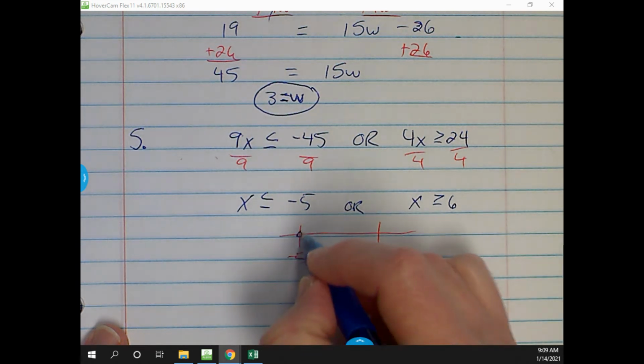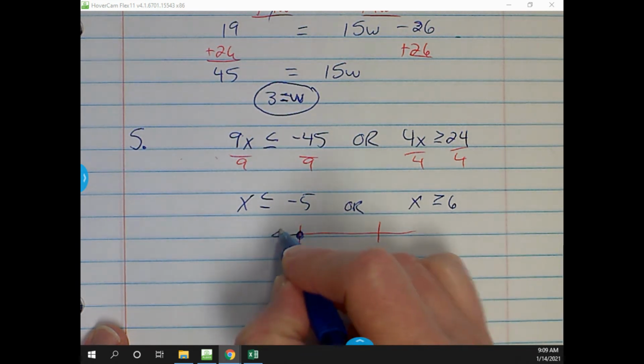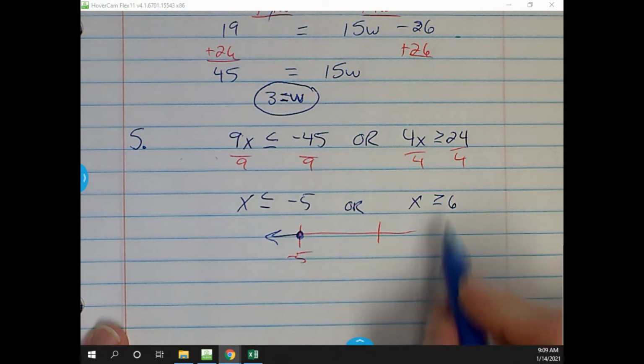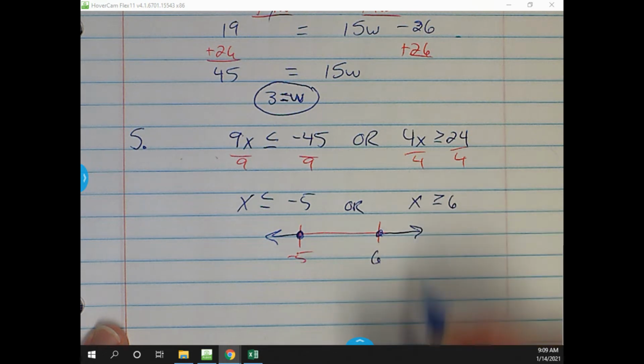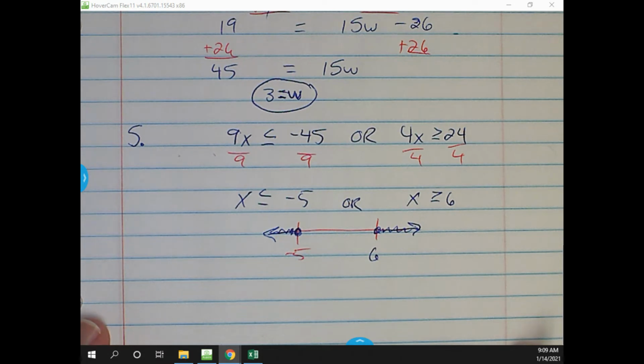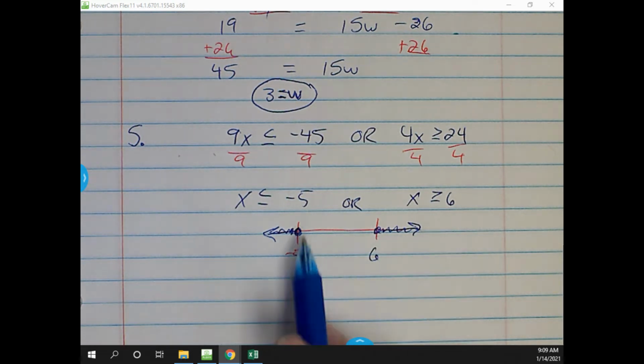So we want a solid circle at -5 going that way. At 6, we want a solid circle at 6 going that way. And what we said was that if you're doing an OR statement, most of the time, unless it's a trick question, it should look like ORs on a boat. You've got the middle of the boat here, you've got the OR on this way, and the OR on that way. So that would be your answer.